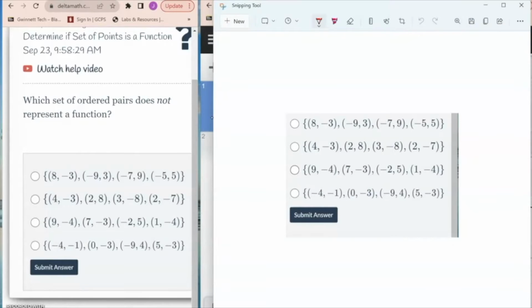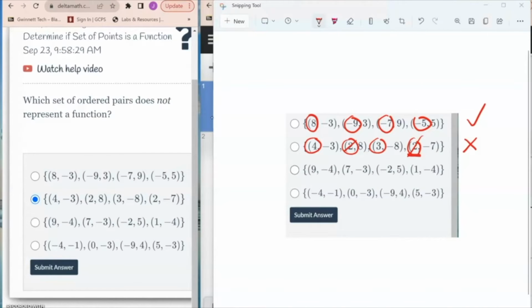So remember, x cannot repeat. Let's look at all my x values. Do any of these repeat? No. So this is a function. All right, let's look at my x values here. Do any of these repeat? Yes, right here. So this one and this one repeat. This one is not a function. Technically the question is which one is not a function, so B is the answer, but I'm just going to keep going and showing you.